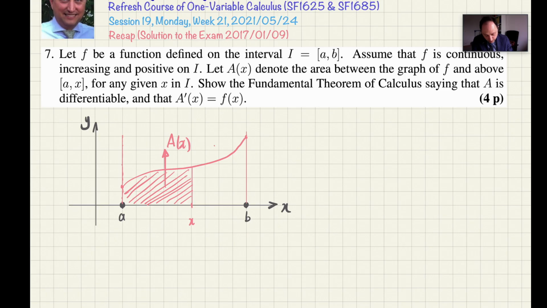And of course it becomes clear that this area depends on x. If I move x here or there, I will change this area. We are to show the fundamental theorem of calculus saying that A is differentiable and that A prime of x is this one. If I ask you what you can write for A of x, you would say that A of x is the integral from a up to x of my function f(t) dt. My goal, do you remember I talked about this, but I didn't prove it. I just gave you the result and used the theorem. But here we are supposed to show that this is equal to f of x.